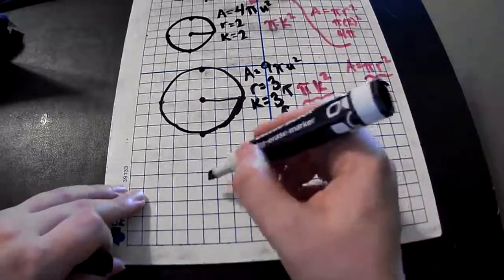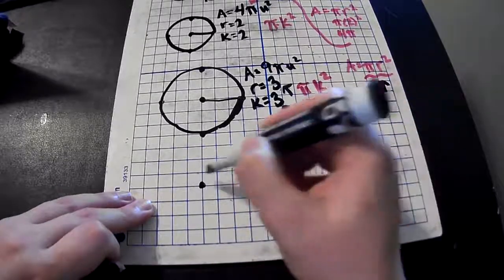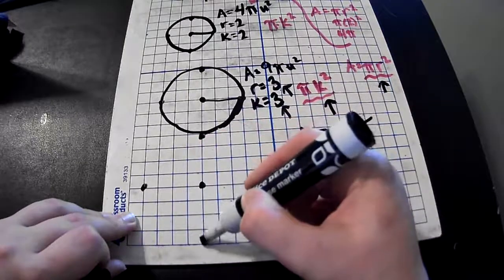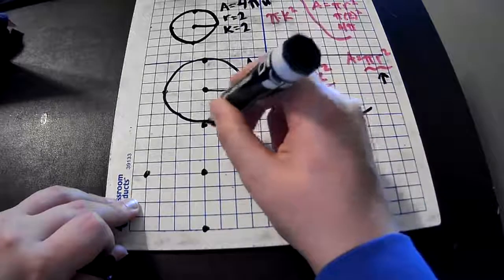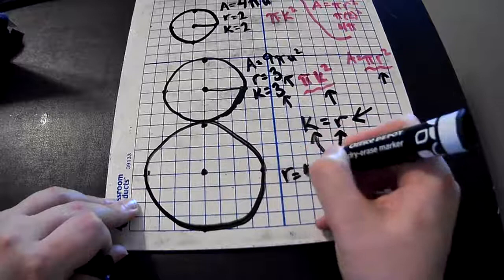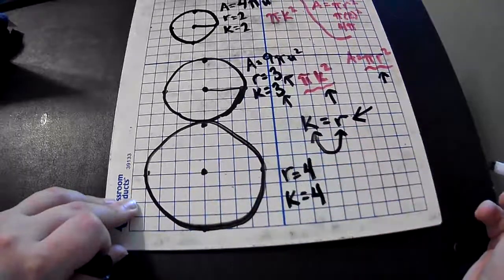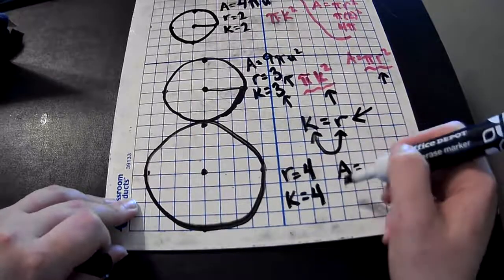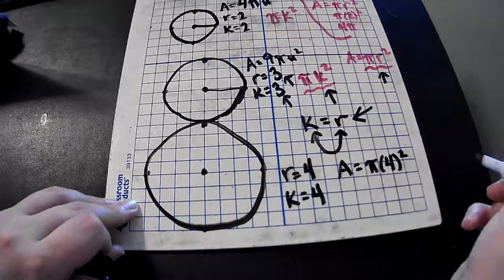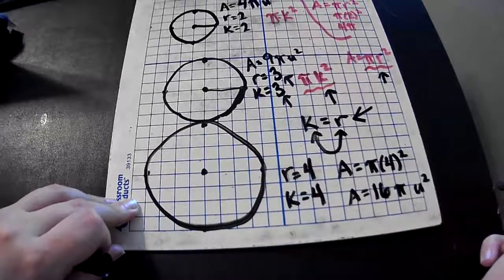So if I wanted to do a circle that had a radius of 4, 1, 2, 3, 4. All right, so a circle that has a radius of 4. If my radius is 4, I know my scale factor from the original is 4, which means the area, no matter which method I use, is going to be pi times 4 squared. So I'm going to get an area of 16 pi square units.